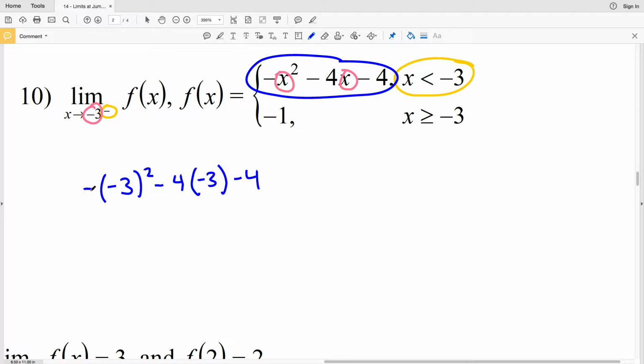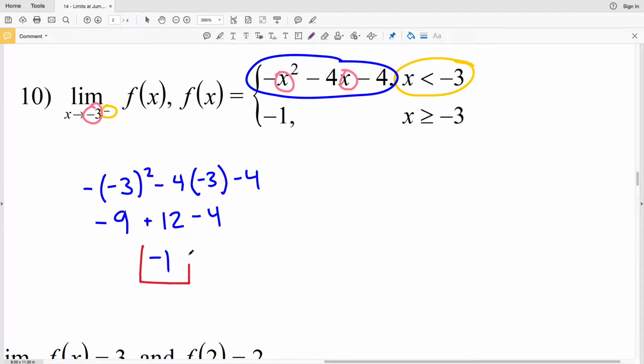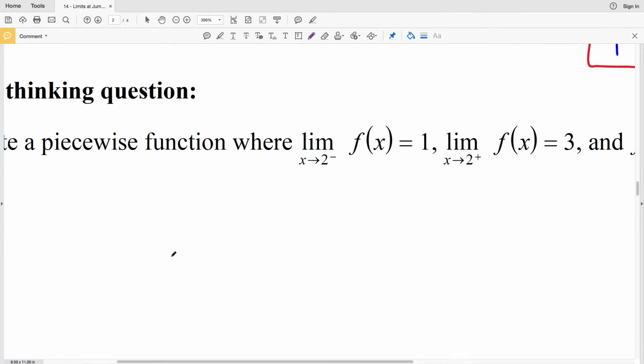piece. So the opposite of -3 squared is -9, and then we're subtracting 4 times -3, which is -12, but as opposed to subtracting a negative, I'll write this as adding a positive 12, and then we're subtracting 4. -9 plus 12 is a positive 3, and when we subtract 4 from that, we'll get -1. So -1 is our solution in number 10. Now, onto our critical thinking question.